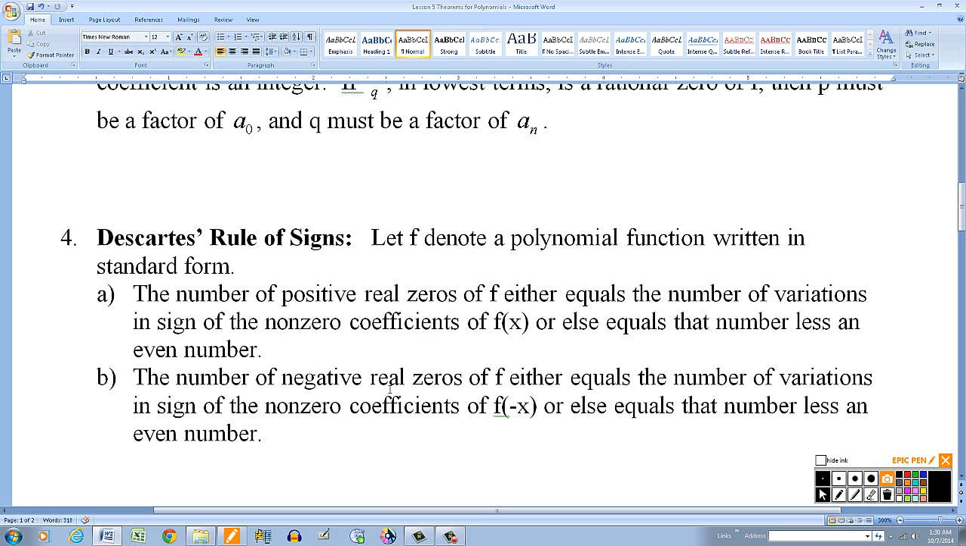Okay, b, the number of negative real zeros of f either equals the number of variations in sign of the non-zero coefficients of f of minus x, or else equals that number less an even number. Now the polynomial does have to be in the standard form, so that's in descending powers.